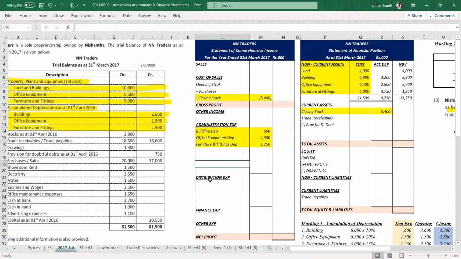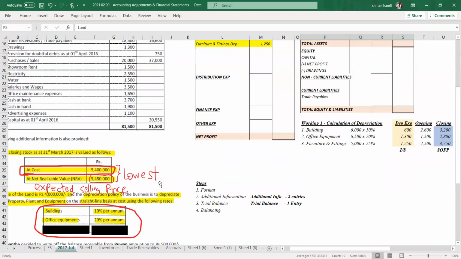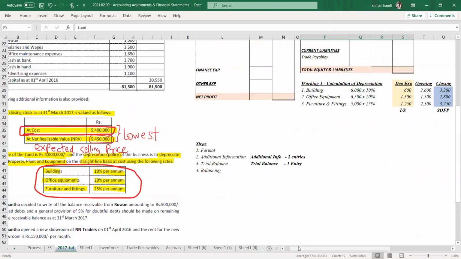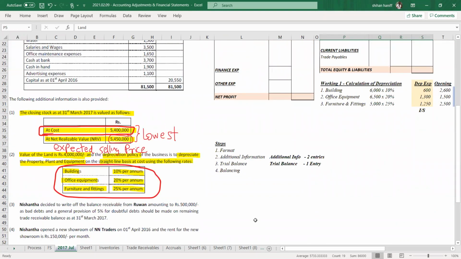Right. So we have done the closing stock adjustment and the depreciation adjustment. Two adjustments done. Next we have one of the important adjustments, bad debt and doubtful debt.